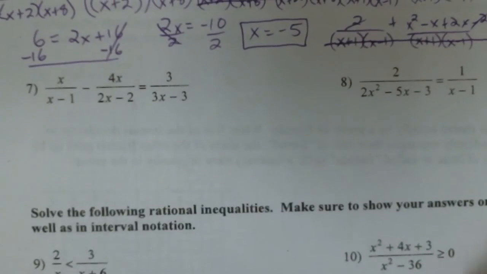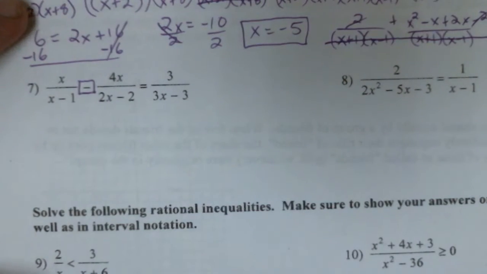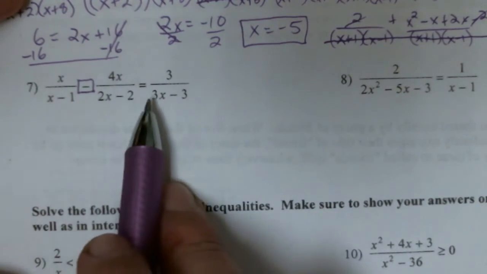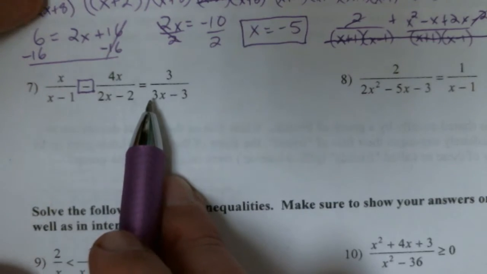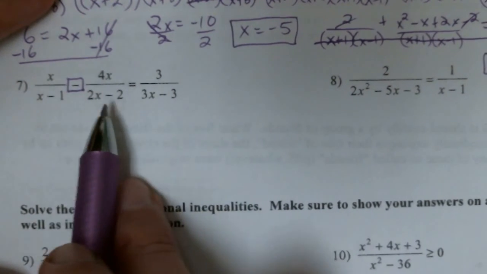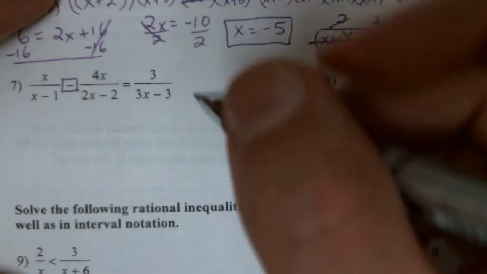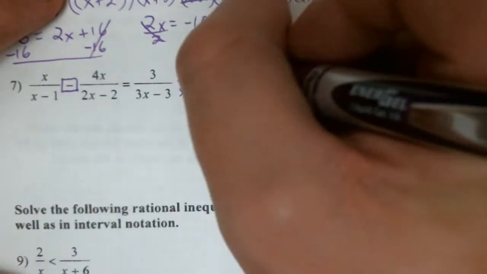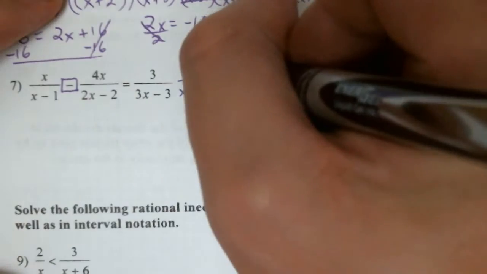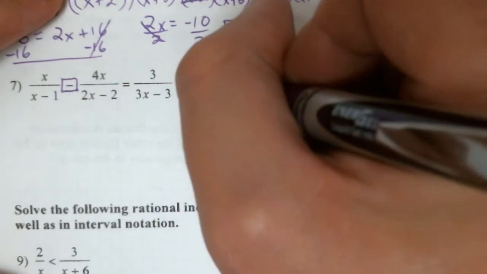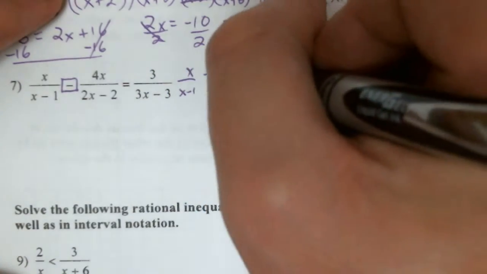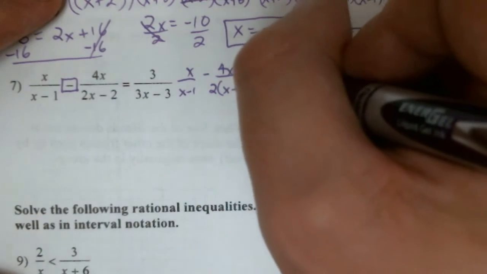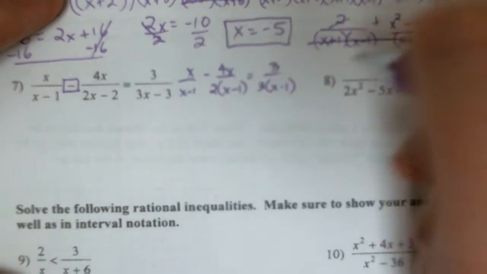Okay, let's keep going. All right, so, tricky. There's a negative sign there. Okay, this one's tricky too because getting the common denominator on this one's a little tricky. Okay, before I figure out what that is, I want to try to factor and pull out any GCFs. So I'm going to have x over x minus 1 minus 4x over, let's pull out the 2. That's going to be 2 times x minus 1. And let's pull out the 3. That's going to be 3 times x minus 1.